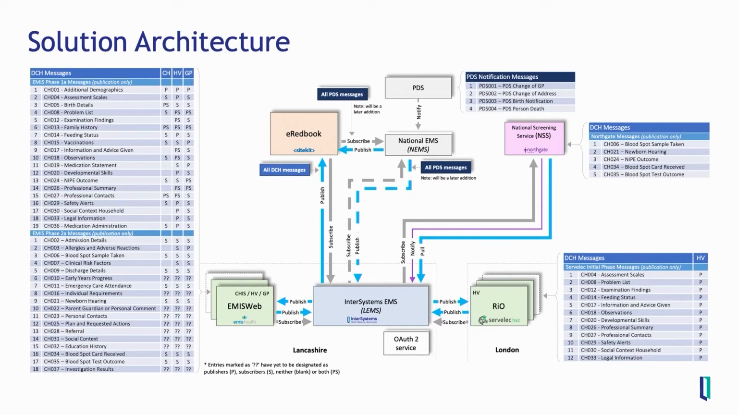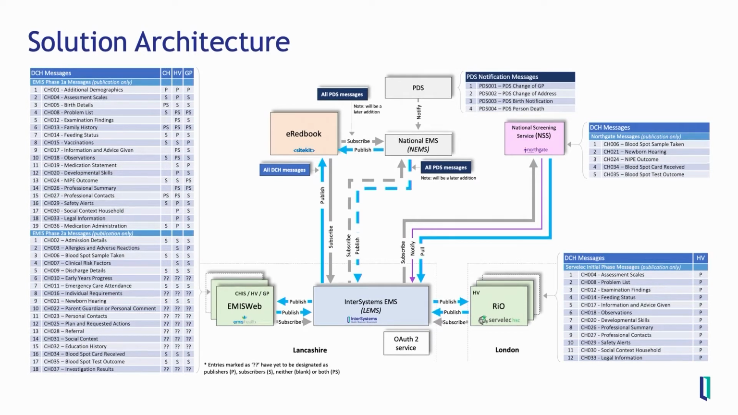At the top right, we have a set of national screening services. Things like the newborn hearing tests and the physical examination results are performed by central services rather than at the family doctor. So they're published through a separate system.